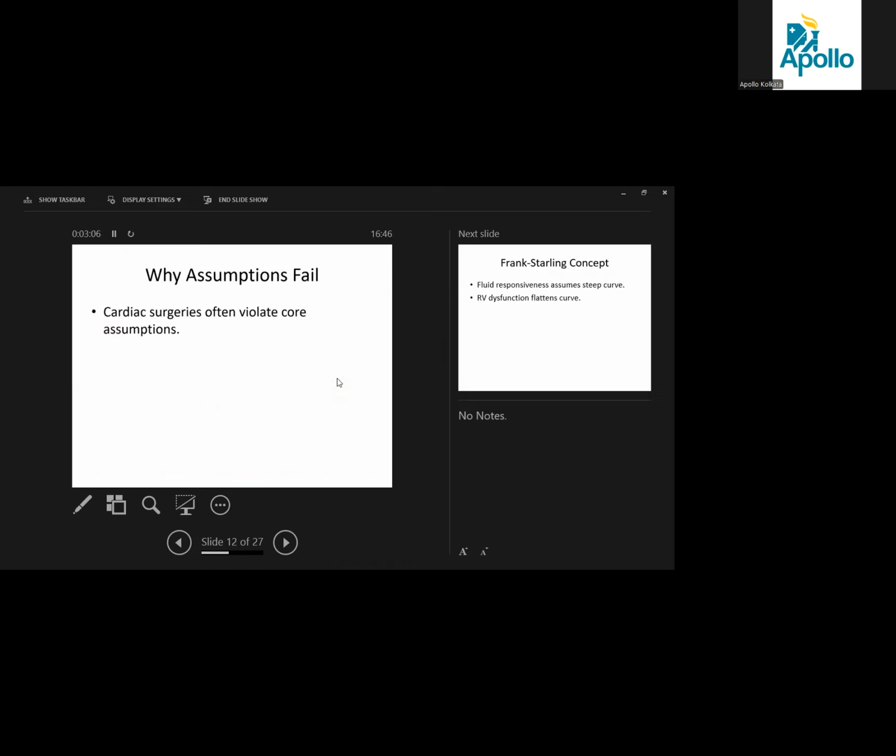So, why does the assumption fail? The dynamic indices fail in cardiac surgeries because cardiac surgeries often violate the core assumptions which are used in the dynamic indices. Now, the dynamic indices work with the Frank-Starling concept of fluid responsiveness.